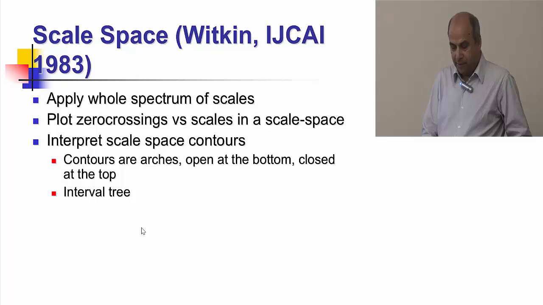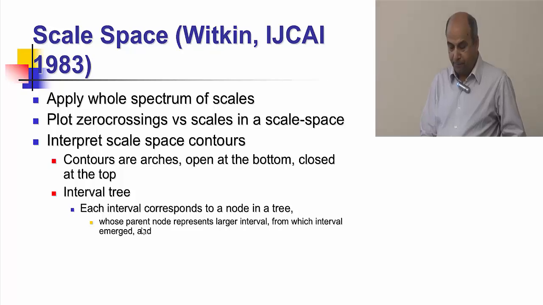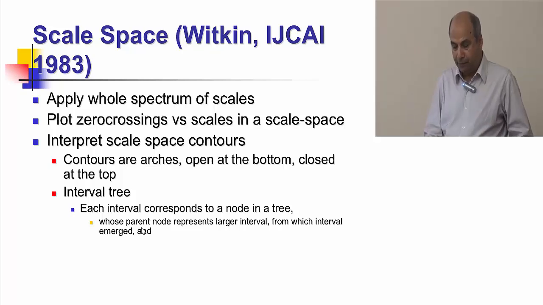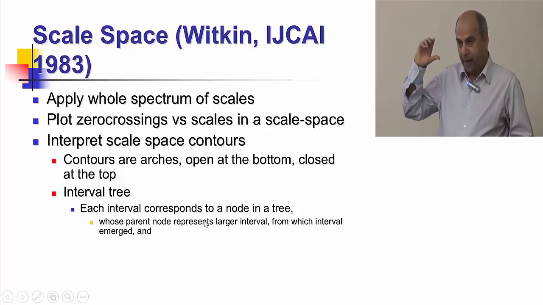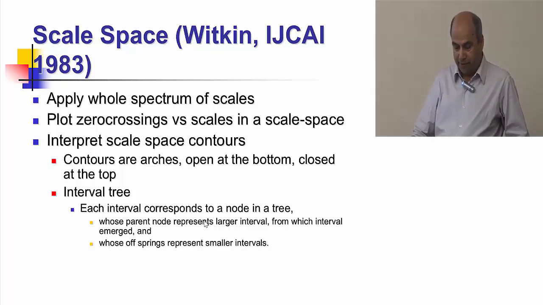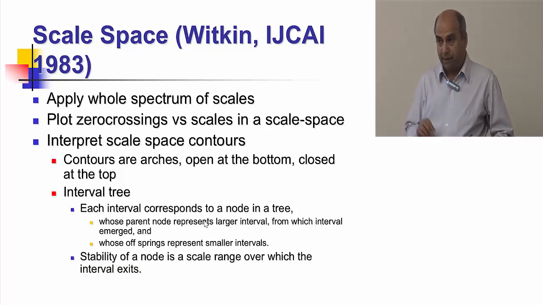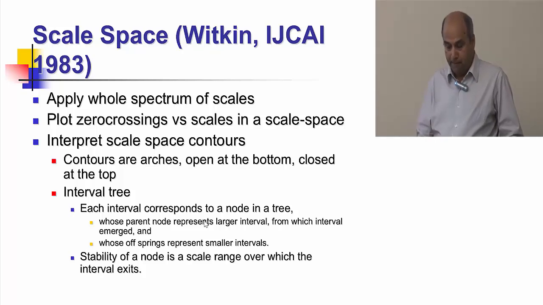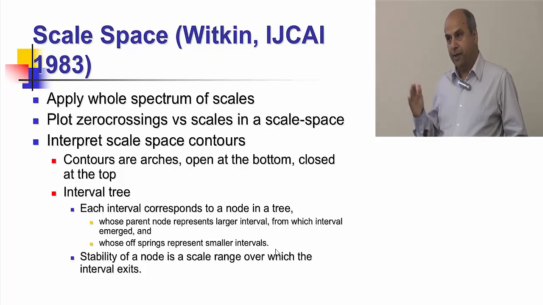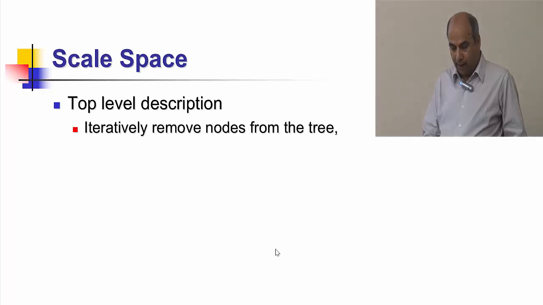So these zero crossings will disappear, and this becomes an interval tree, and each interval corresponds to a node in the tree. Then we have a parent and a descendant, and we have to look at how much a particular interval survives. The criterion was that you can identify the stability of each node by looking at how many scales it survives before it breaks into subintervals. Okay, so that is the top level description.